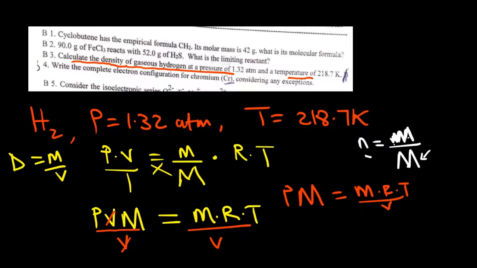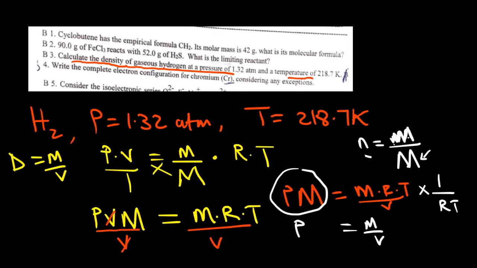Alright, so we want to isolate the M over V. So what are we going to do? We are going to multiply by 1 over RT. If we multiply by 1 over RT on the right hand side, we're just going to remain with M divided by V. And here it will be pressure multiplied by molar mass divided by RT. So this is the formula that we are going to be using in order to find the density. Whatever we have on the right hand side represents density, because density is equal to mass over volume.